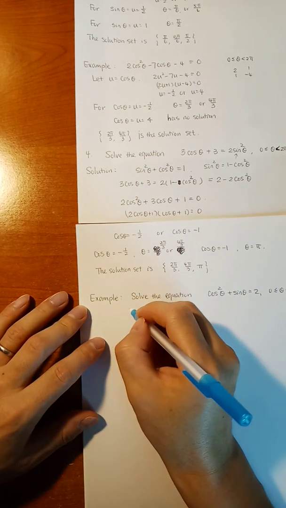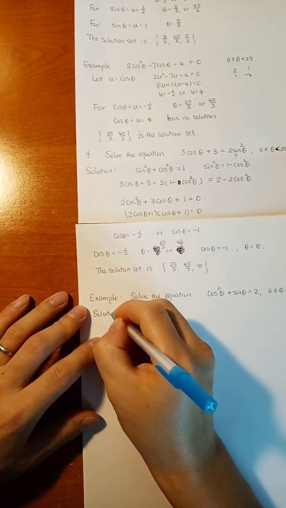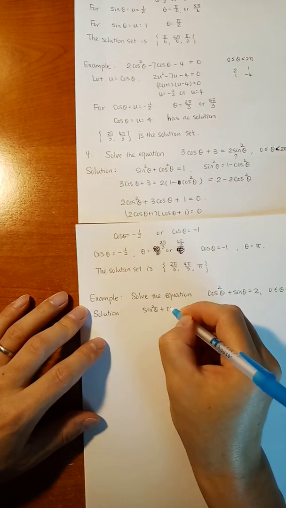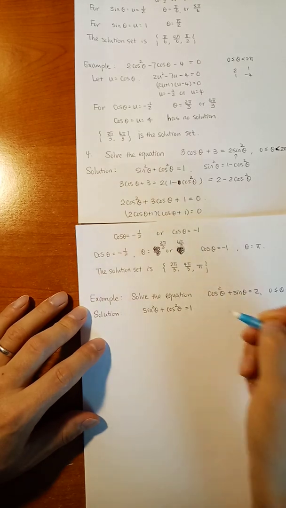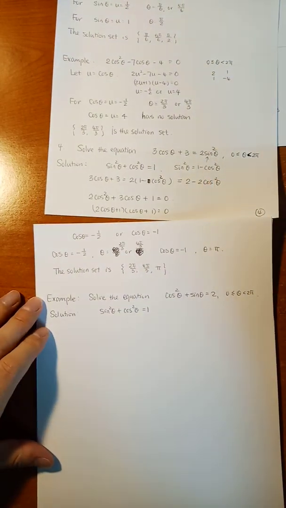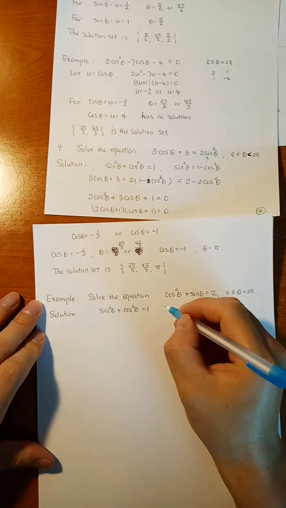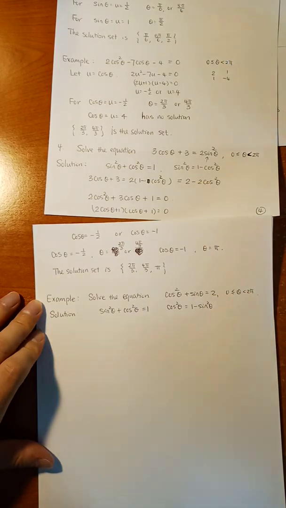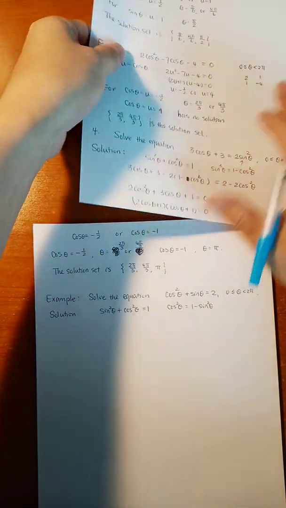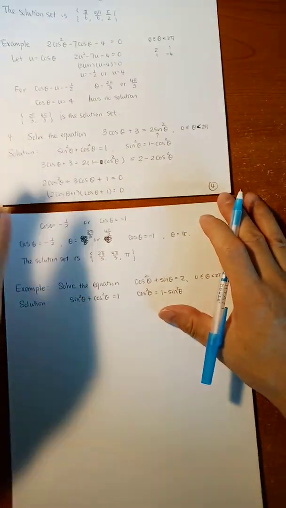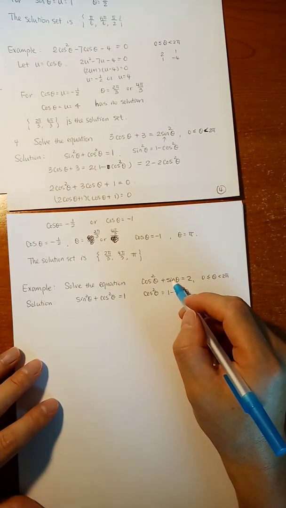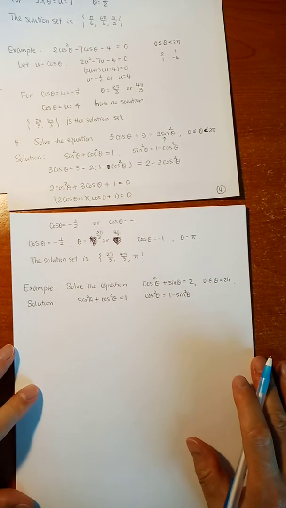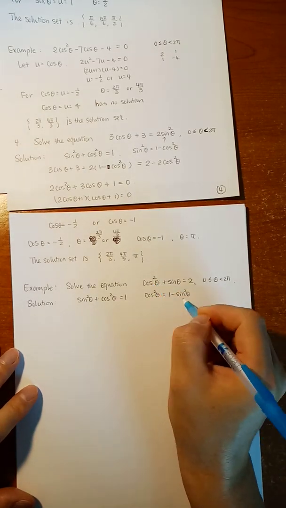Okay, solution. We know that sine theta square plus cosine theta square is equal to 1. So cosine theta square is 1 minus sine theta square. This trig identity is compatible with the square form. It is not compatible with the sine and the cosine directly. Okay, so cosine theta square is 1 minus sine theta square.